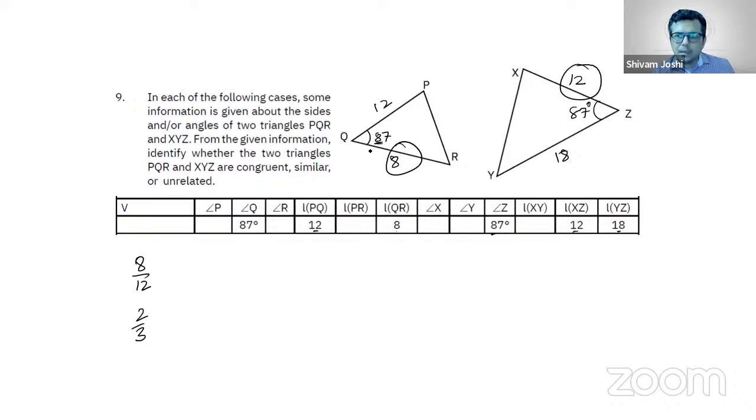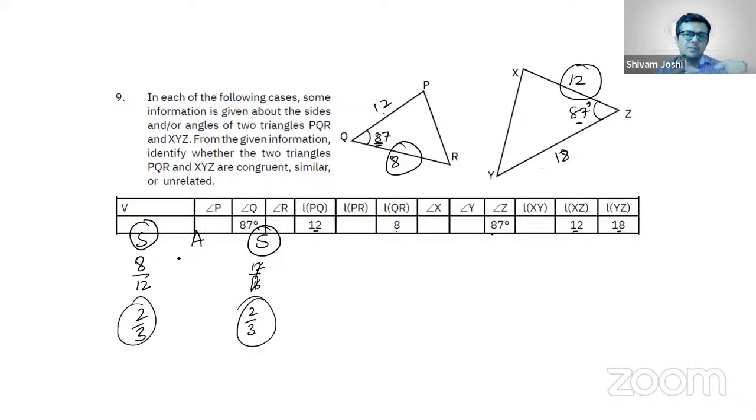Then there is this angle, right? So this is the ratio of sides. Then there is this angle and this angle, which is equal. And then again, I have a ratio of sides, which is 12 by 18. This is 2 by 3. So the ratio of sides are equal and the angle between them is also equal. So this is known as SAS similarity, right?